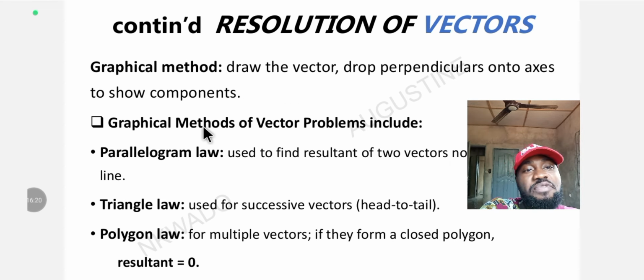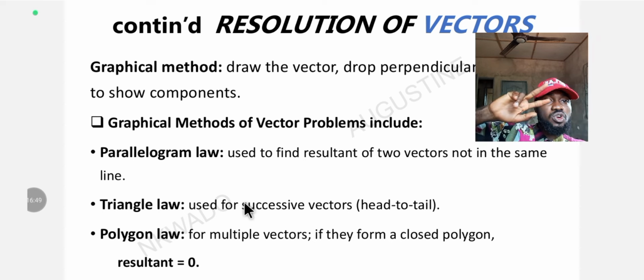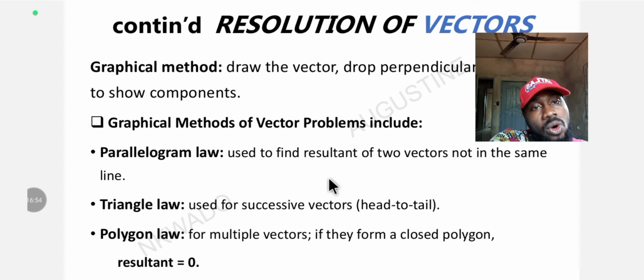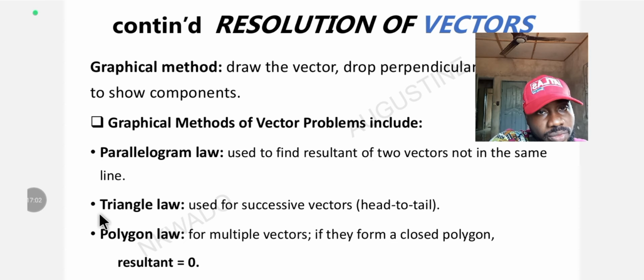So let's look at the graphical methods of solving vector problems. They include the parallelogram law. We just talked about that one, which is used to find the resultant of two vectors not in the same line. So in what situation do you use the parallelogram to solve vector problems? You use it when there are two vectors acting at a point. The next is the triangle law. And when is it used? It is used for successive vectors, head to tail, like we said before, while the polygon law is used for multiple vectors. They form a closed polygon.